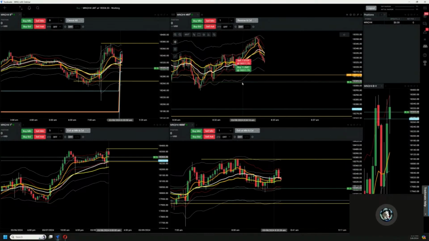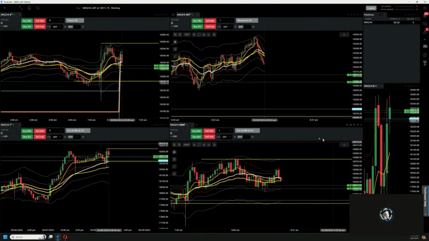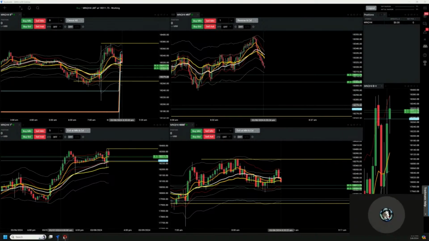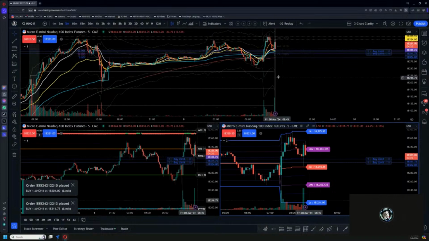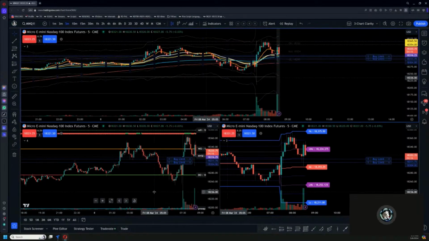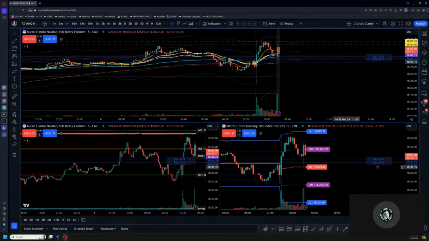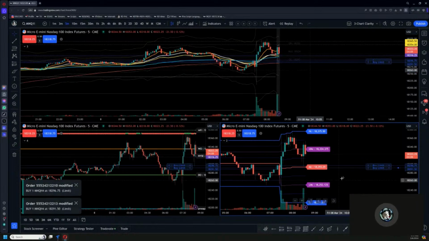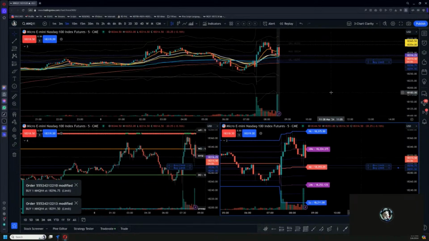I'll look to go long here again down below. Let's see what we can see. I'm waiting for the daily open. Well, we got the mid-range down here. We'll wait for the mid test. It's probably going to sell off down to there.